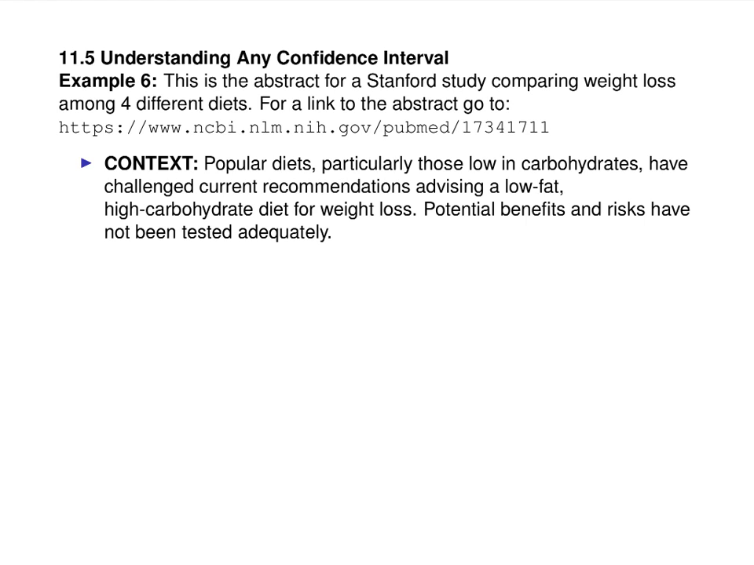So here's the context. Popular diets, particularly those low in carbohydrates, have challenged current recommendations advising a low-fat, high-carbohydrate diet for weight loss. Potential benefits and risks have not been tested adequately. So back when I was younger, in the early 2000s, the low-fat diet was so highly regarded that people were labeling their candy as low-fat. As in, the fact that Sour Patch Kids has no fat was somehow making them good for you. That's what was happening back then. And there were all these horrible no-fat foods that existed.